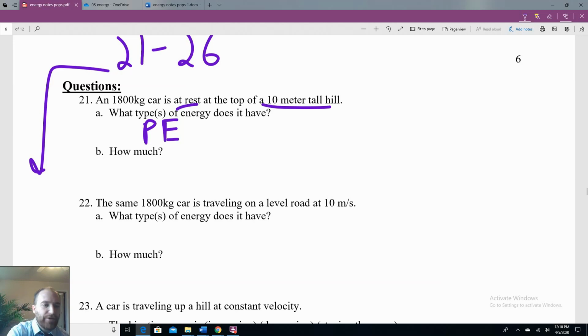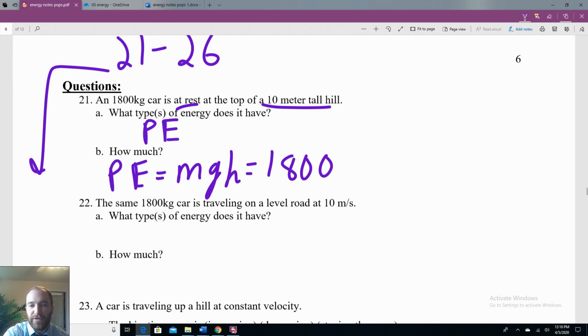When I say how much, alright, now that we know it's potential, we have an equation for that. It's m times g times h. M is 1,800 kilograms. We're going to multiply it by g, which is always 10, and then times a height, which is actually also 10 for this problem.